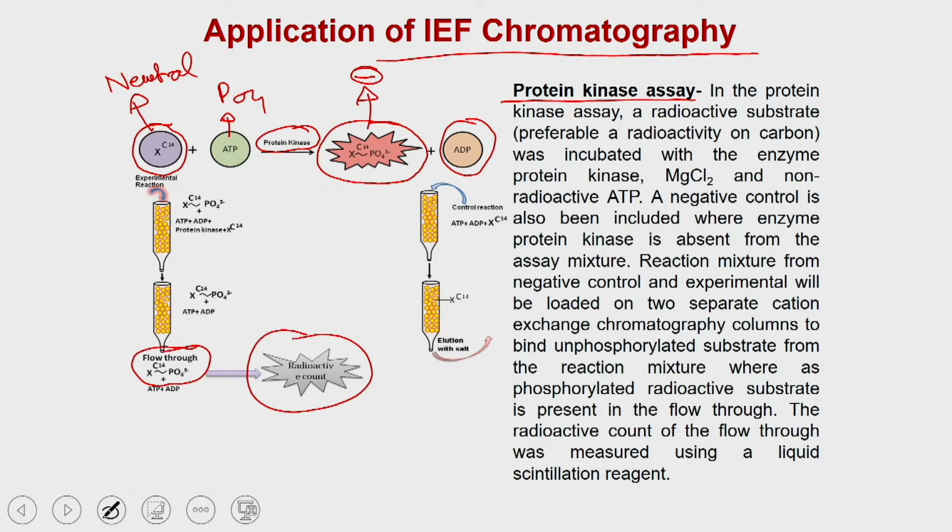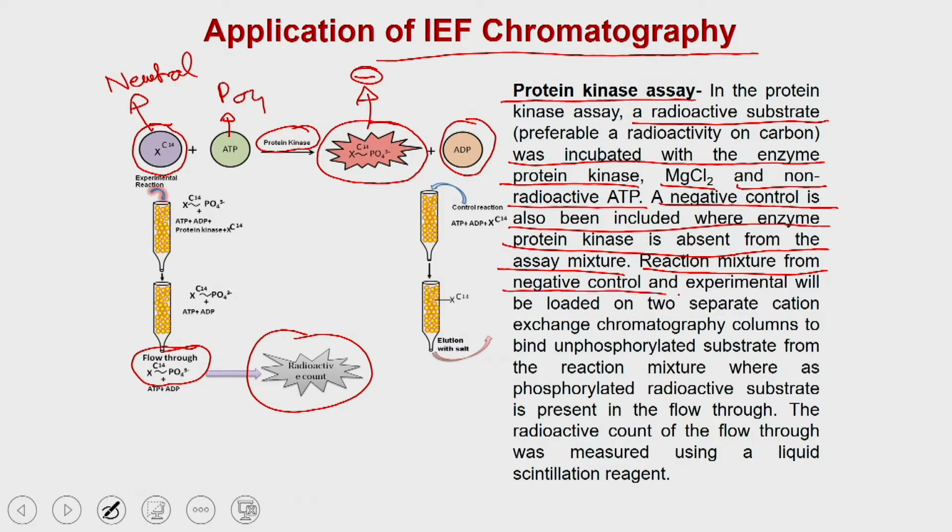So, in this kinase assay, a radioactive substrate was incubated with the enzyme protein kinase, MgCl2 and a non-radioactive ATP. A negative control is also incubated where the enzyme protein kinase is absent from the assay mixture. Okay. So, that will give you the background counts.